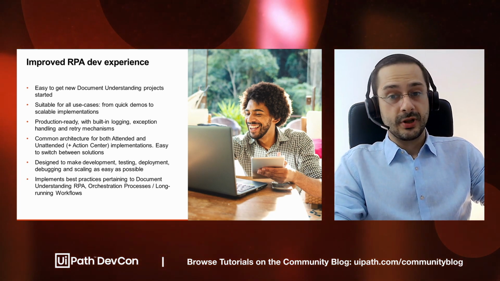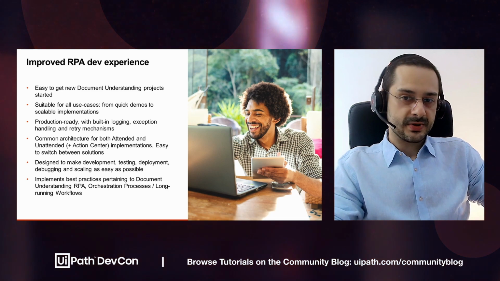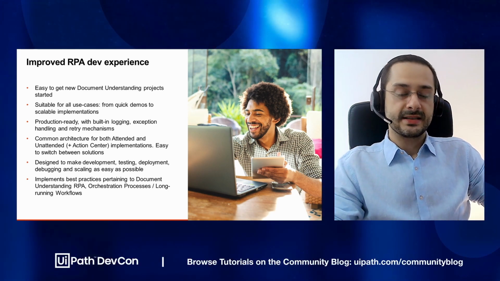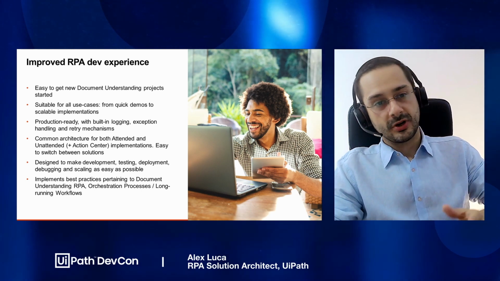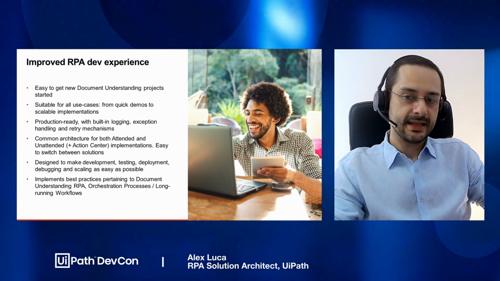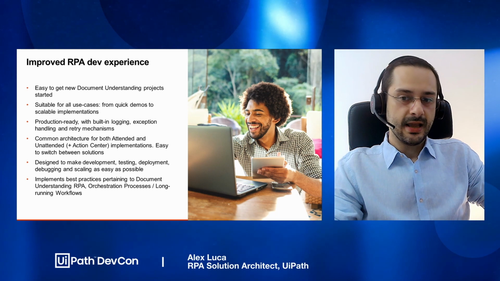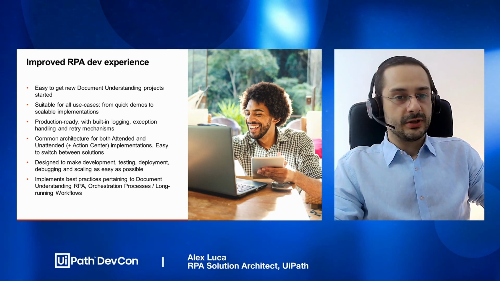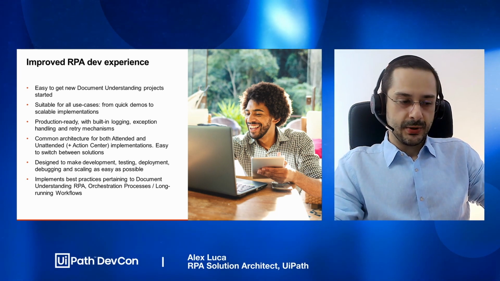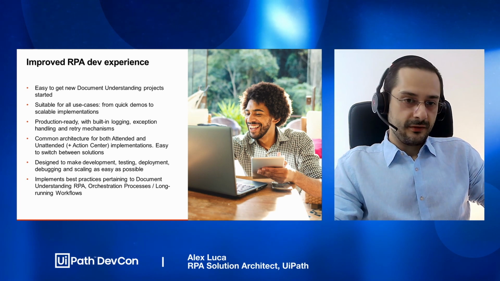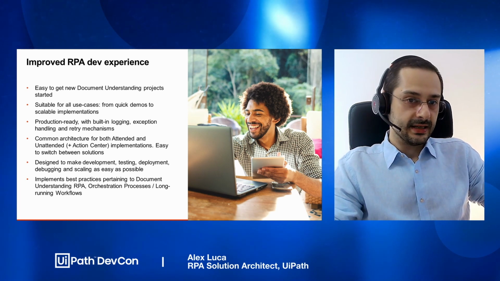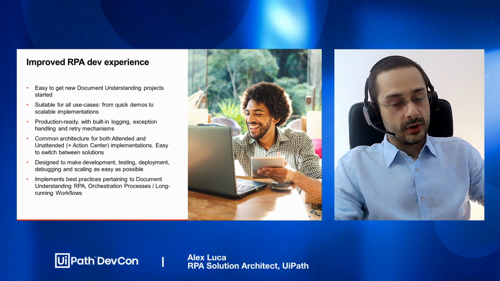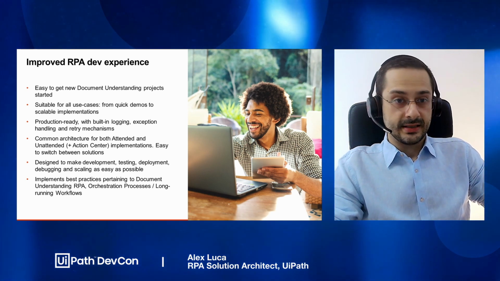We want it to be production ready, which means, from an RPA perspective, built-in logging, exception handling, and retry mechanisms. We want a common approach, a common architecture, for both attended and unattended implementation. And it's very important to make it easy to switch between solutions. Every so often, it happens that after a successful POC that was developed in attended mode, we want to go into production in an unattended environment.